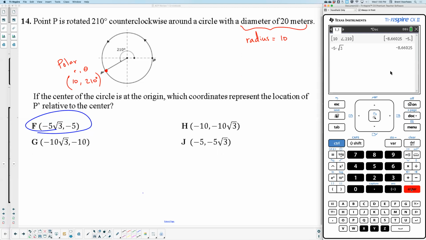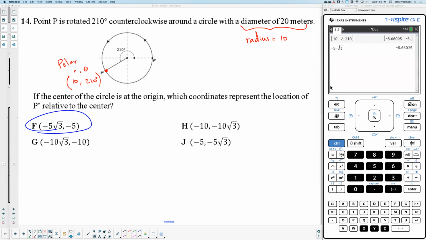Boom. Do you even need a formula chart? Sorry. Do you even need a unit circle to do these problems? No. If you can remember to use a calculator and just type it as a polar and convert that polar to rectangular by pressing enter, that'll do it.